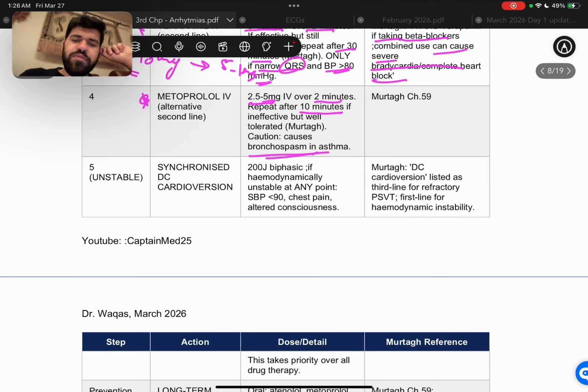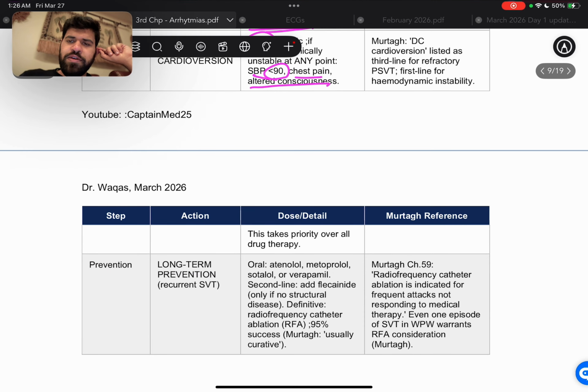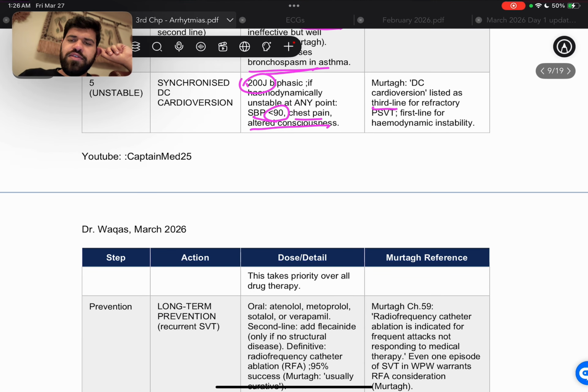Then in unstable patients, I've never seen that they ask you for joules, but it's 200 joules biphasic, you'll learn that in advanced cardiac life support as well. 200 joules biphasic if hemodynamically unstable at any point, SBP is less than 90, and the patient has chest pain or altered consciousness. So it's listed as third line for refractory PSVT, but first line for hemodynamic instability.